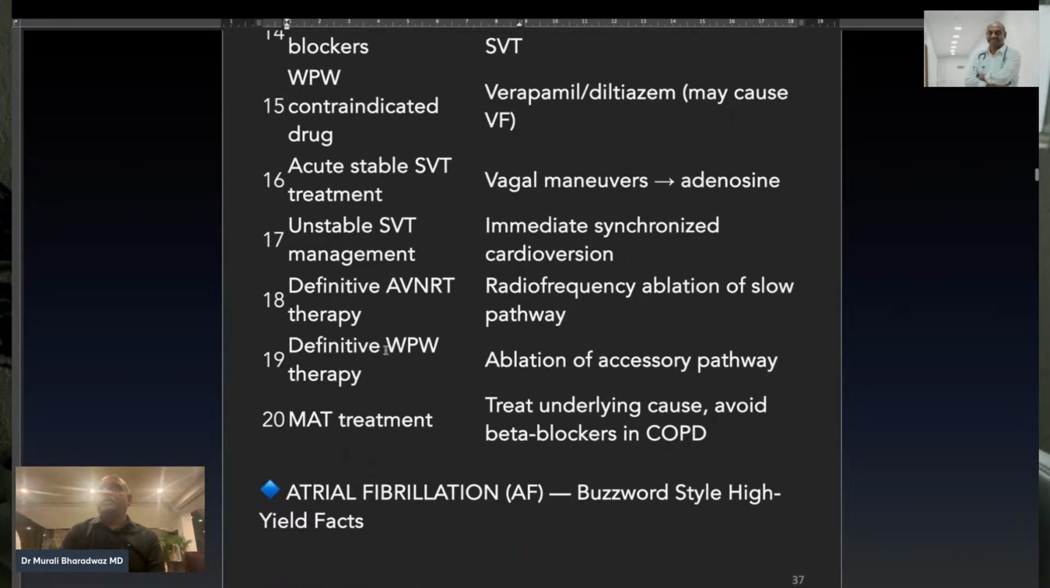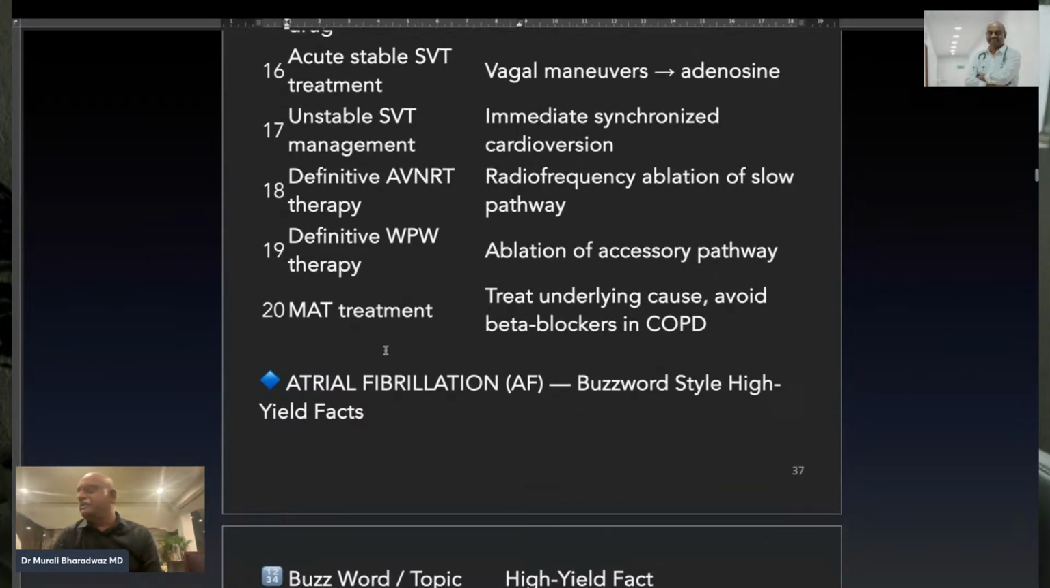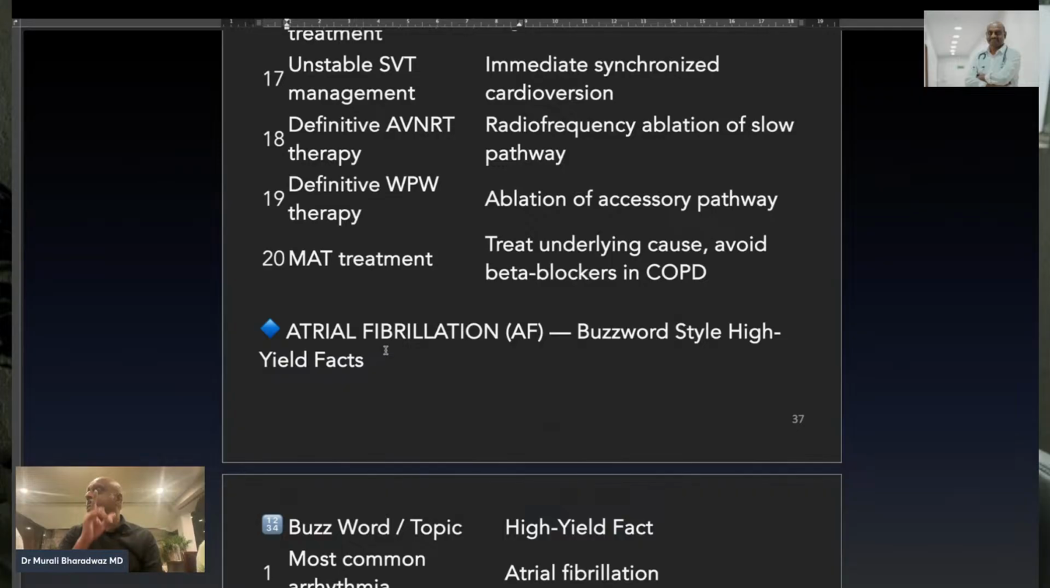So stable SVT: do vagal maneuver, give adenosine. Unstable: you give immediate synchronized cardioversion. And definitive treatment is radiofrequency ablation. MAT is often due to hypoxia. So give high oxygen insufflation, positive end expiratory pressure, PEEP, etc. in case of MAT.